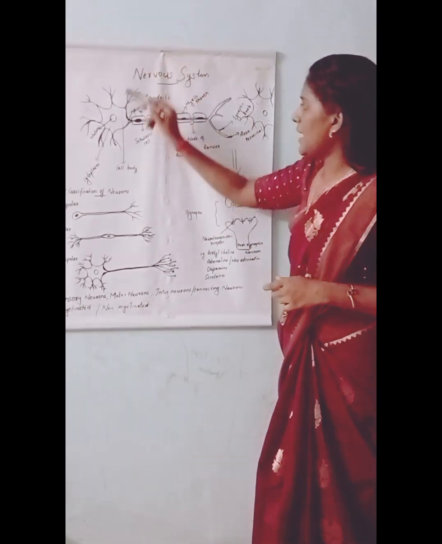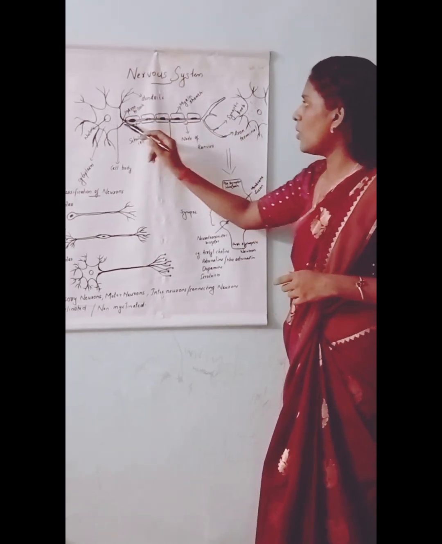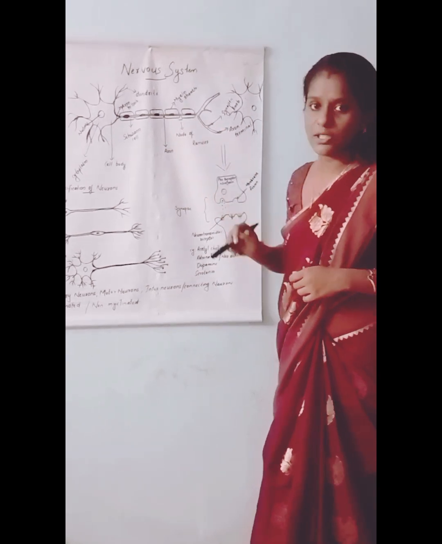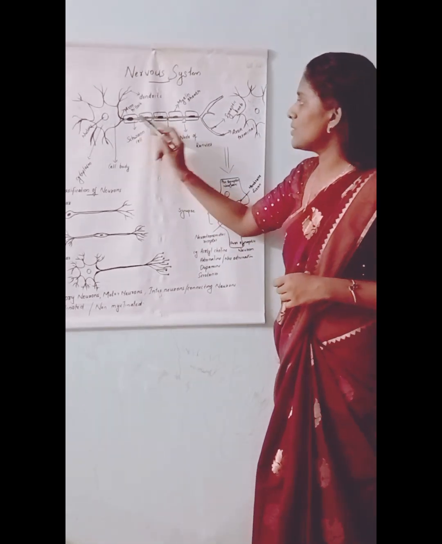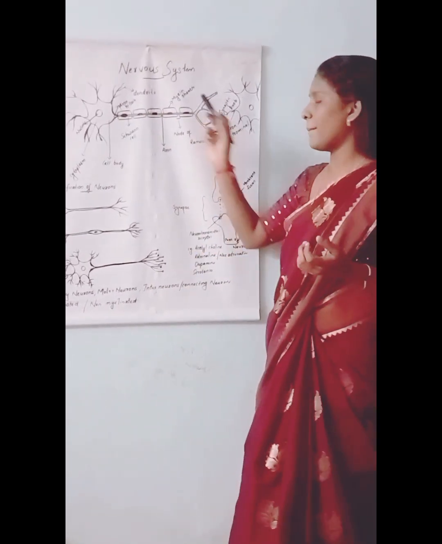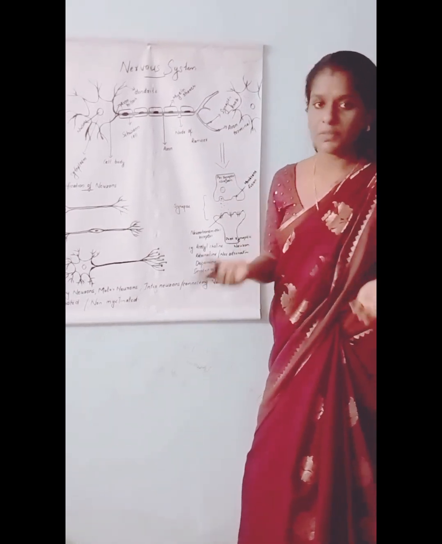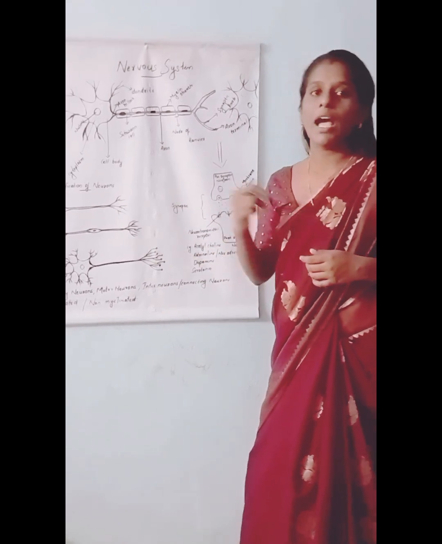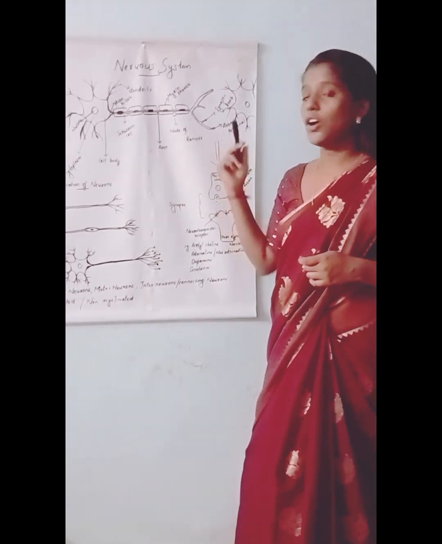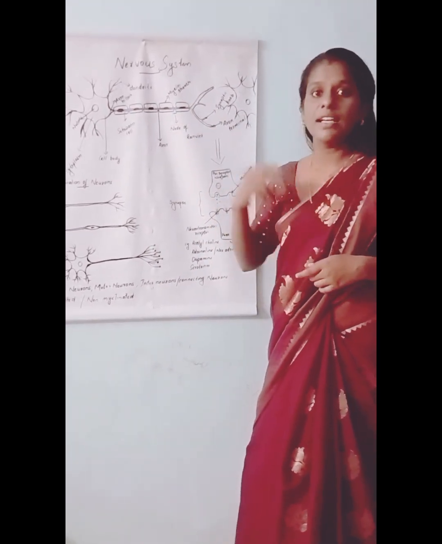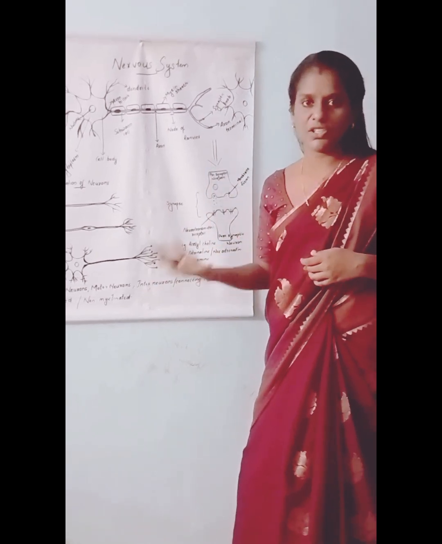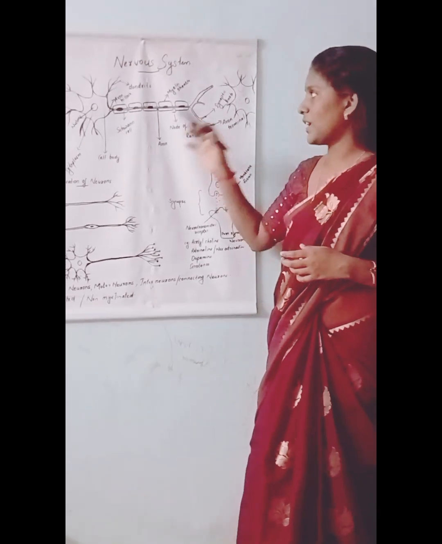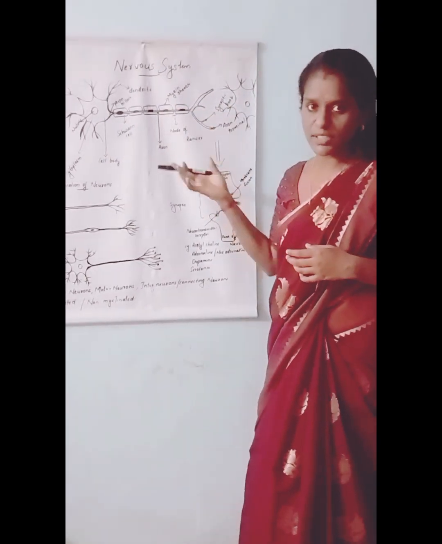Okay. And this long nerve fiber that extends from the cell body is called the axon. This axon may sometimes be covered with myelin sheath, sometimes it may not. Okay. If the axon is covered with myelin sheath, then it is called a myelinated neuron. If it is not covered with myelin sheath, it is called a non-myelinated neuron. So this is one of the classifications of neurons. This classification is based on the myelin sheath.